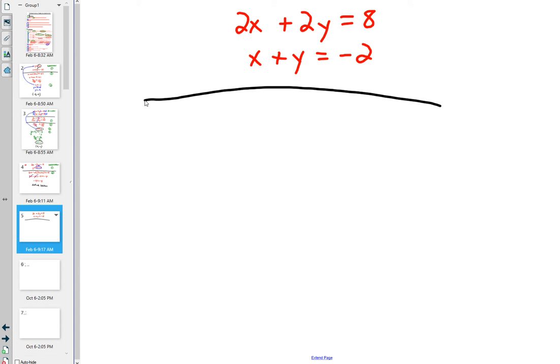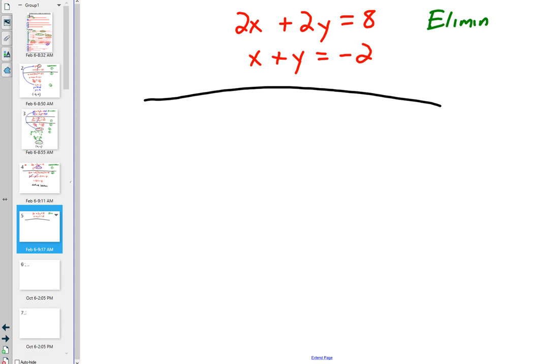Now, if I really wanted to make an issue, I'd say, but I love substitution. I want to marry it one day. Well, then look, I would probably try to solve for either one of those. Those are not that hard to solve for. But we like things easy and done for us, so we're going to go with elimination.